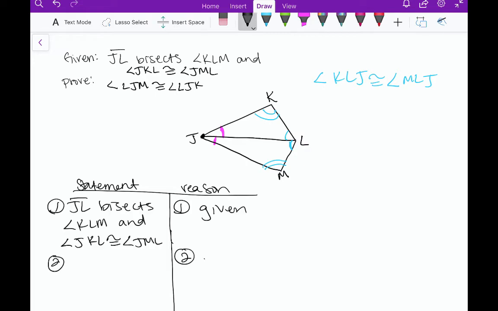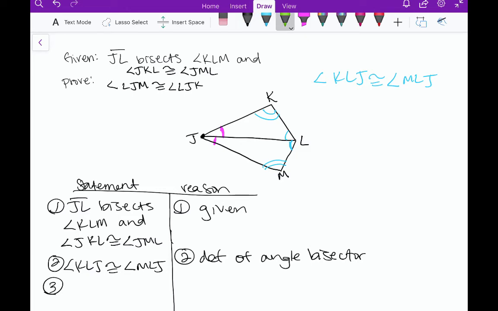So my second statement is going to be the definition of angle bisector. And I wrote down that statement up there in blue. Angle KLJ is congruent to angle MLJ. So what do I have here? I have an angle. I have another angle, so I probably need a side. What side can I say is congruent?